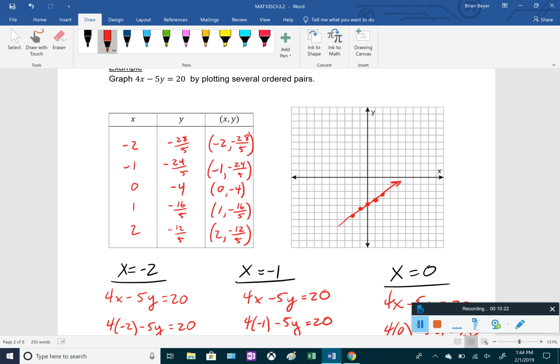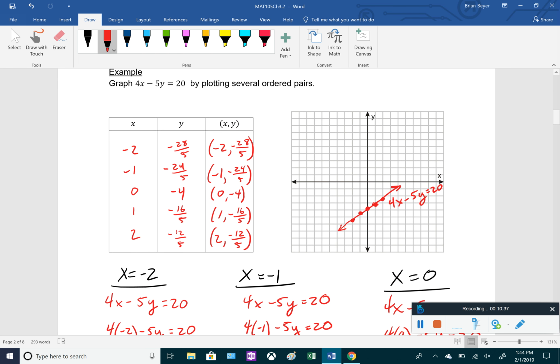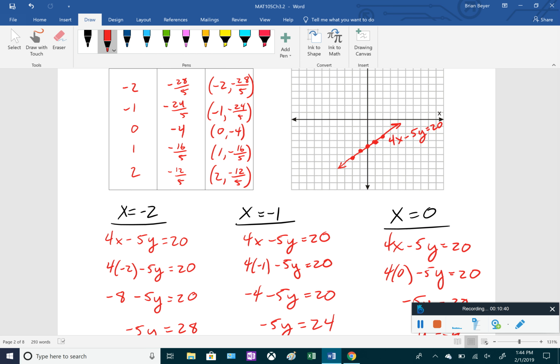So connect them, and it looks something like that. So we should be labeling these. Go back and maybe label the other one. This is the graph of 4x minus 5y equals 20. Okay, so it's another straight line, arrows on the end.